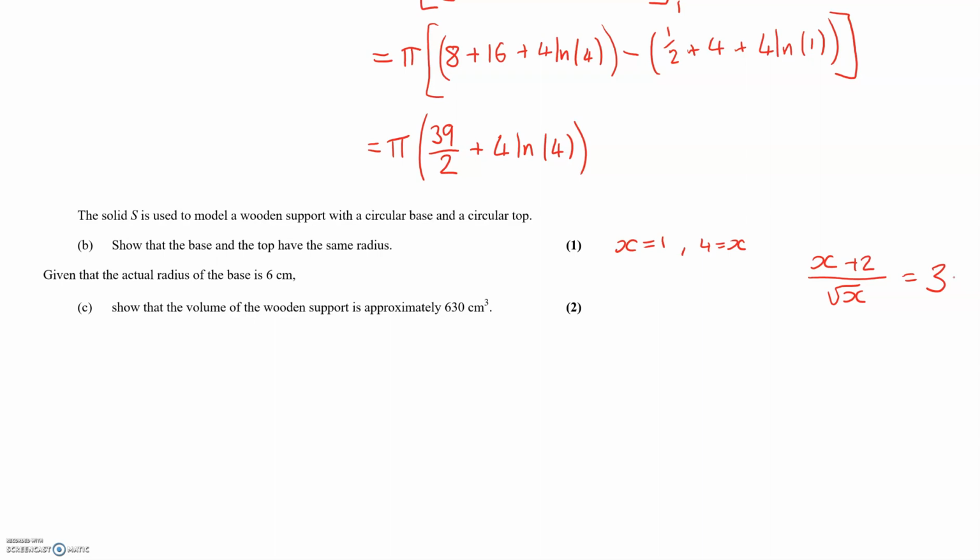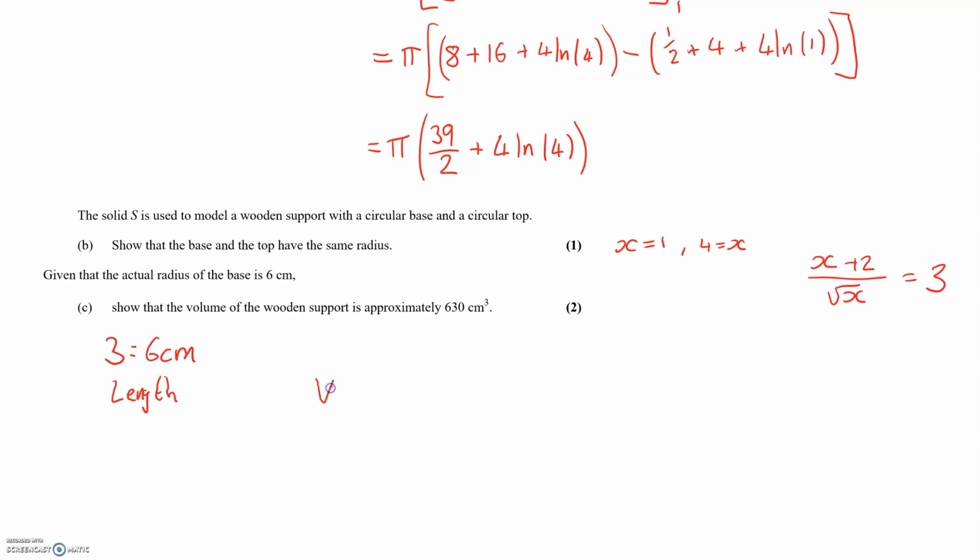base and the top. We're then told that the radius of the actual base is 6 centimeters, whereas we have calculated it to be 3 units on our graph. This means all the distances in our graph are half the size of that of the original or the real wooden support. So if the linear scale factor is that of 2, the volume scale factor is that of 2 cubed. If your distance of 3 units on the graph is equivalent to 6 centimeters in real life, this is a length scale factor ratio.